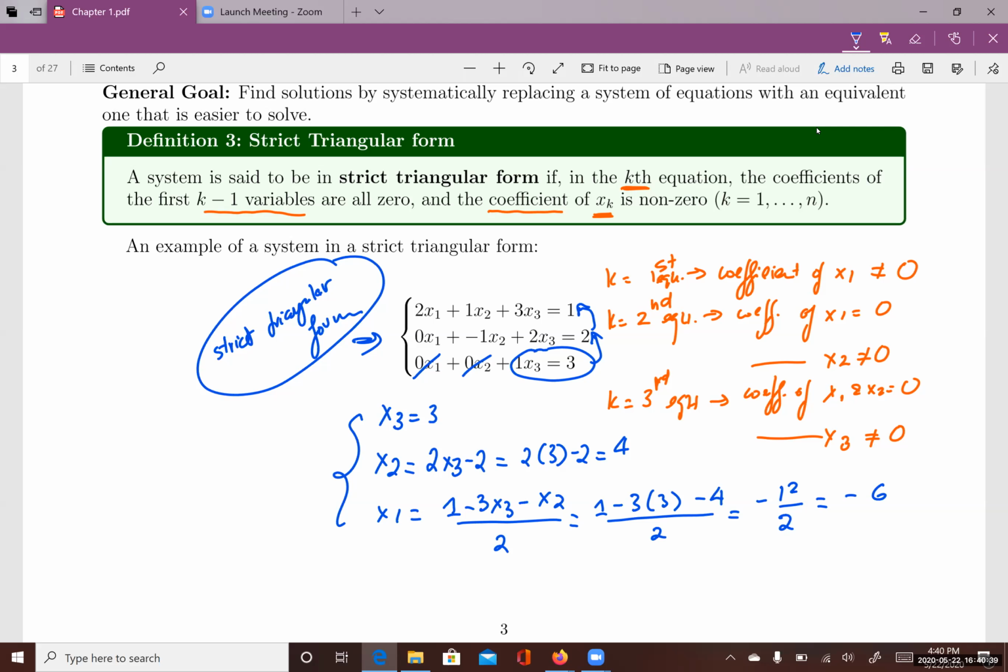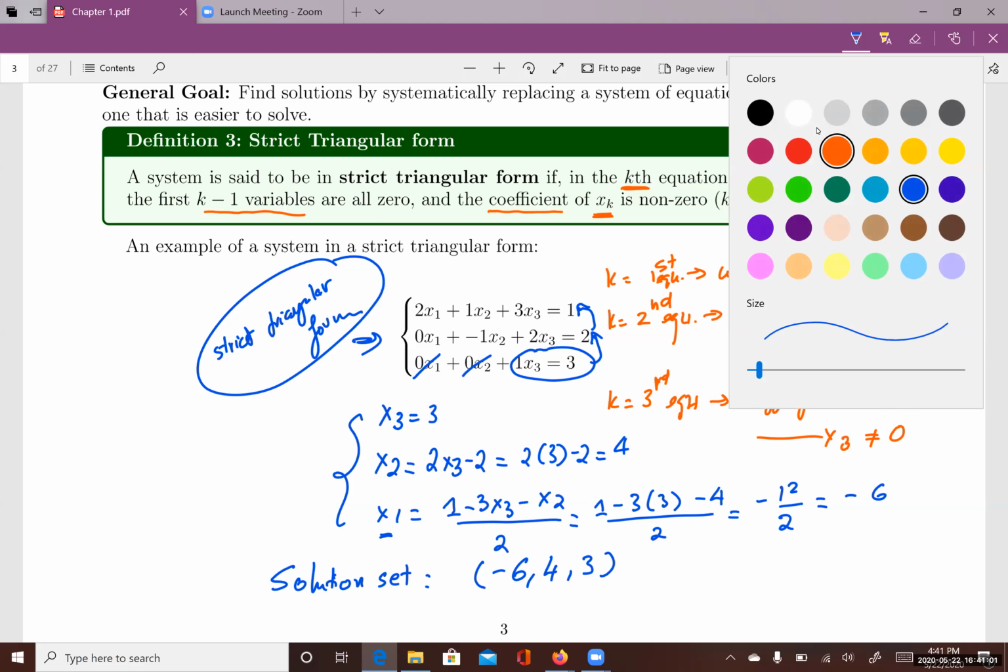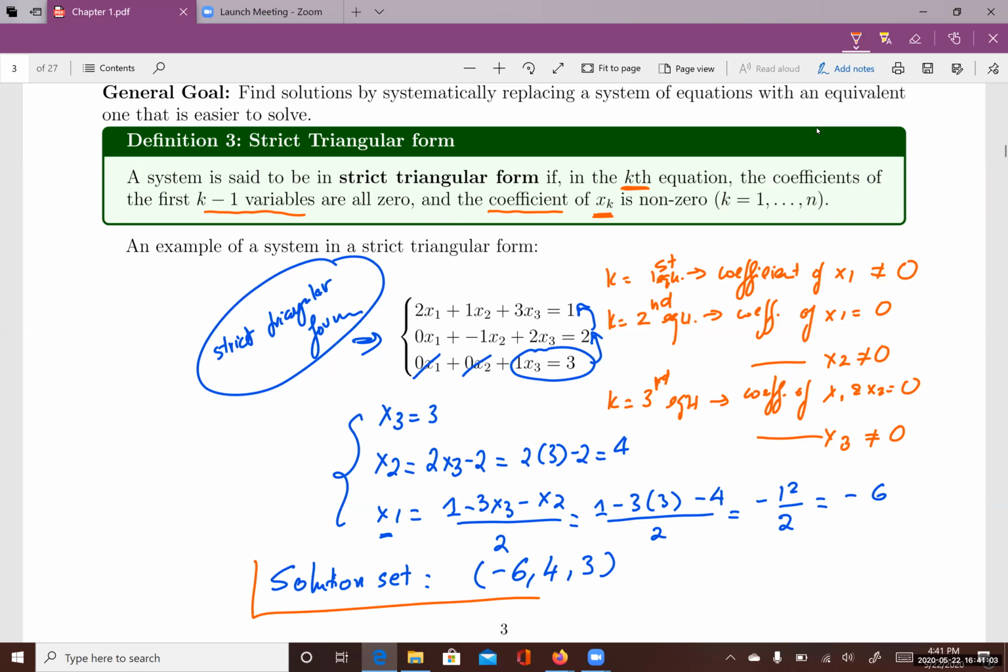When I want to present the solution set for the system, it's going to be a 3-tuple, where the first value is x1, which is negative 6. The second value is x2, which is 4. The third value is 3. So this is my solution set for this system. And you can see how easy it is to get the solution set when your system is in strict triangular form.